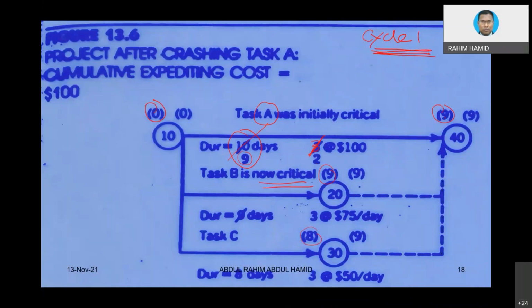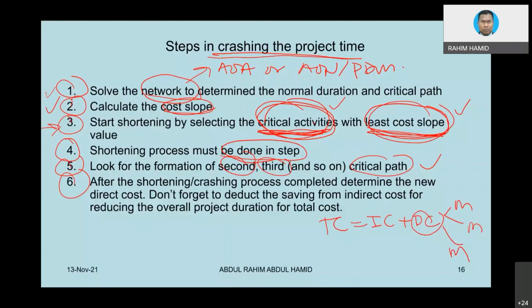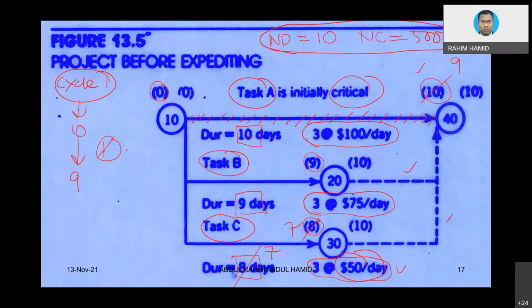And this is what item number 5 is all about. Now we can see the formation of the second critical activity. Instead of only A, now B is also critical. So next step, let's say we are going to compress the project by another day, from 9 to 8. See what is going to happen.